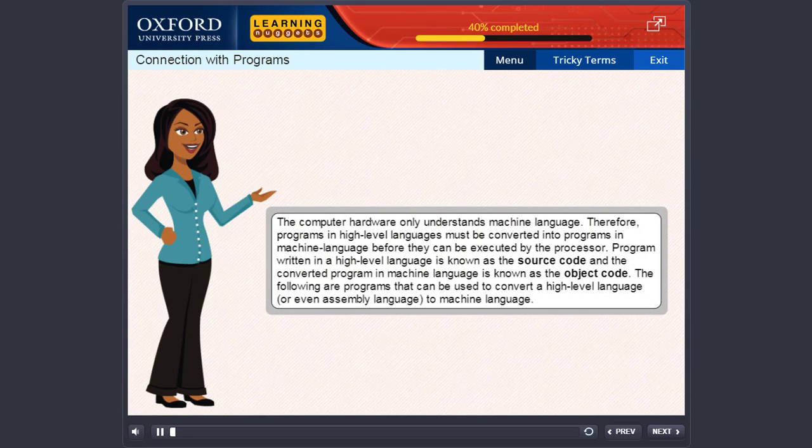The computer hardware only understands machine language. Therefore, programs in high-level languages must be converted into programs in machine language before they can be executed by the processor. A program written in a high-level language is known as the source code, and the converted program in machine language is known as the object code. The following are programs that can be used to convert a high-level language, or even assembly language, to machine language.